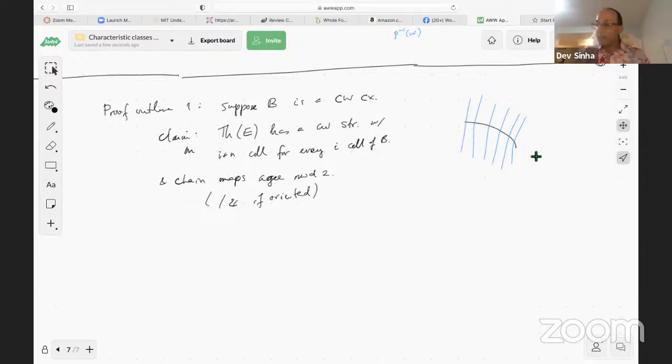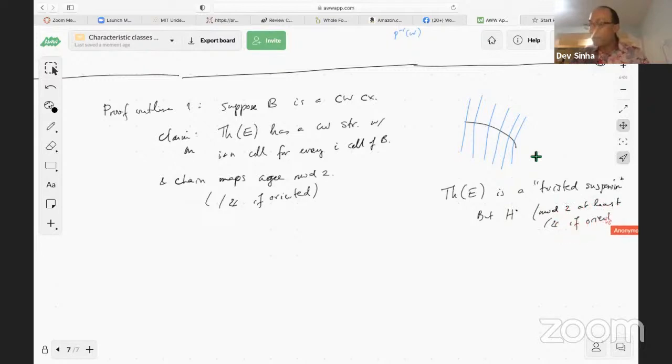So the idea here is that the Thom complex of E is a twisted suspension, with twisting, but homology, at least mod 2, or over Z if oriented, is insensitive to the twisting.